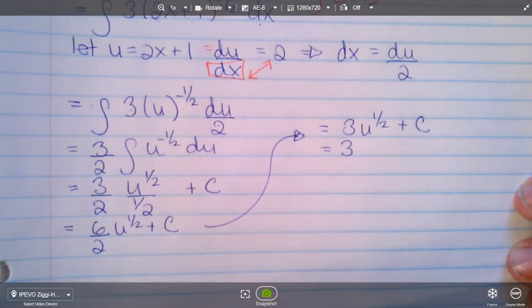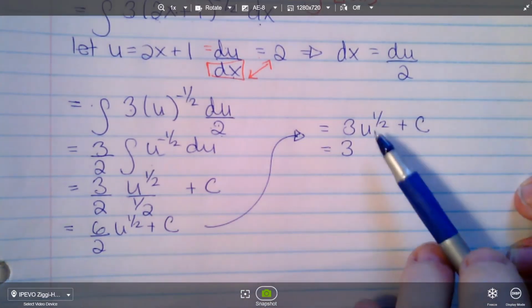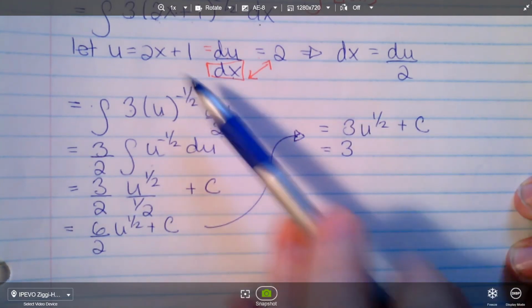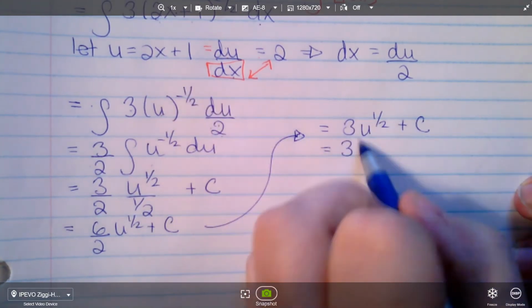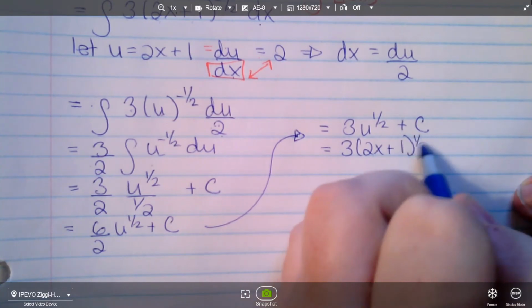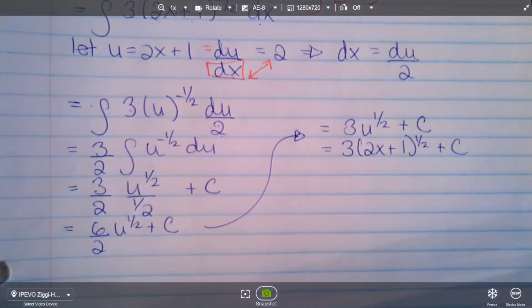And very last step, try not to forget it. The very last step is we don't want to leave u as our answer. We know what u equals. It's 2x plus 1. So I'm going to put that back. And there it is there.